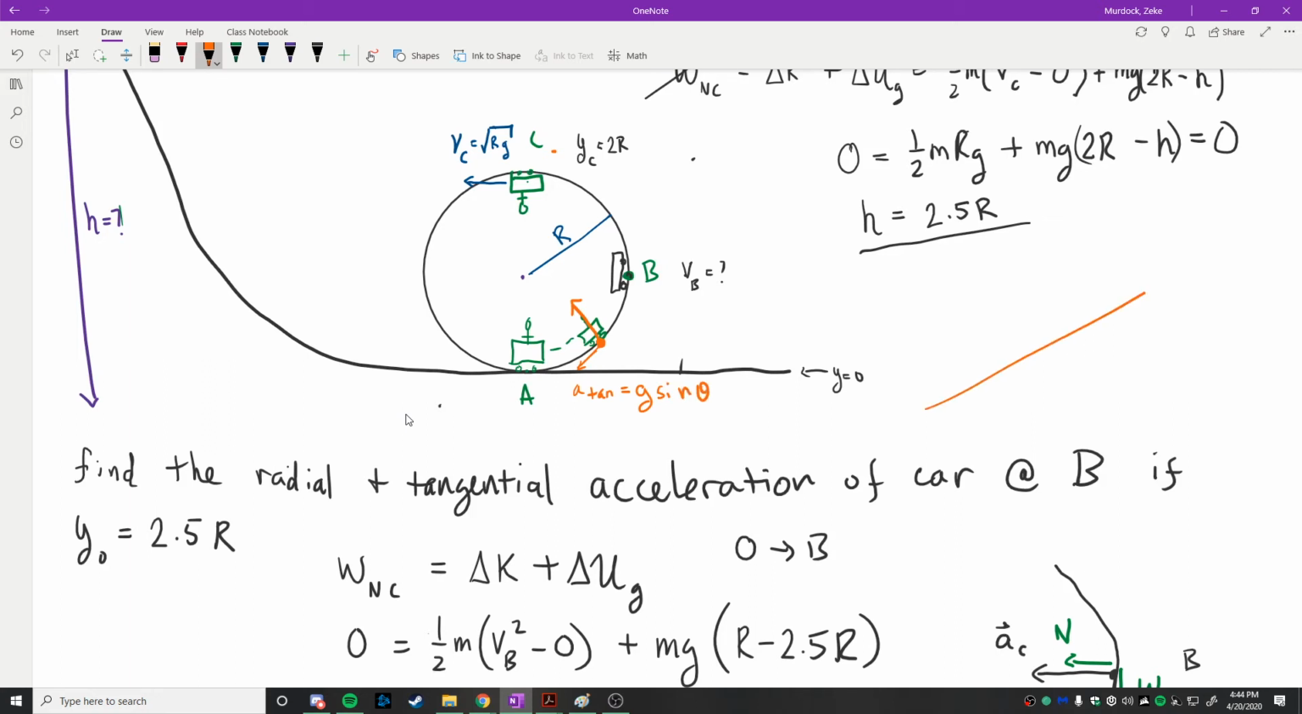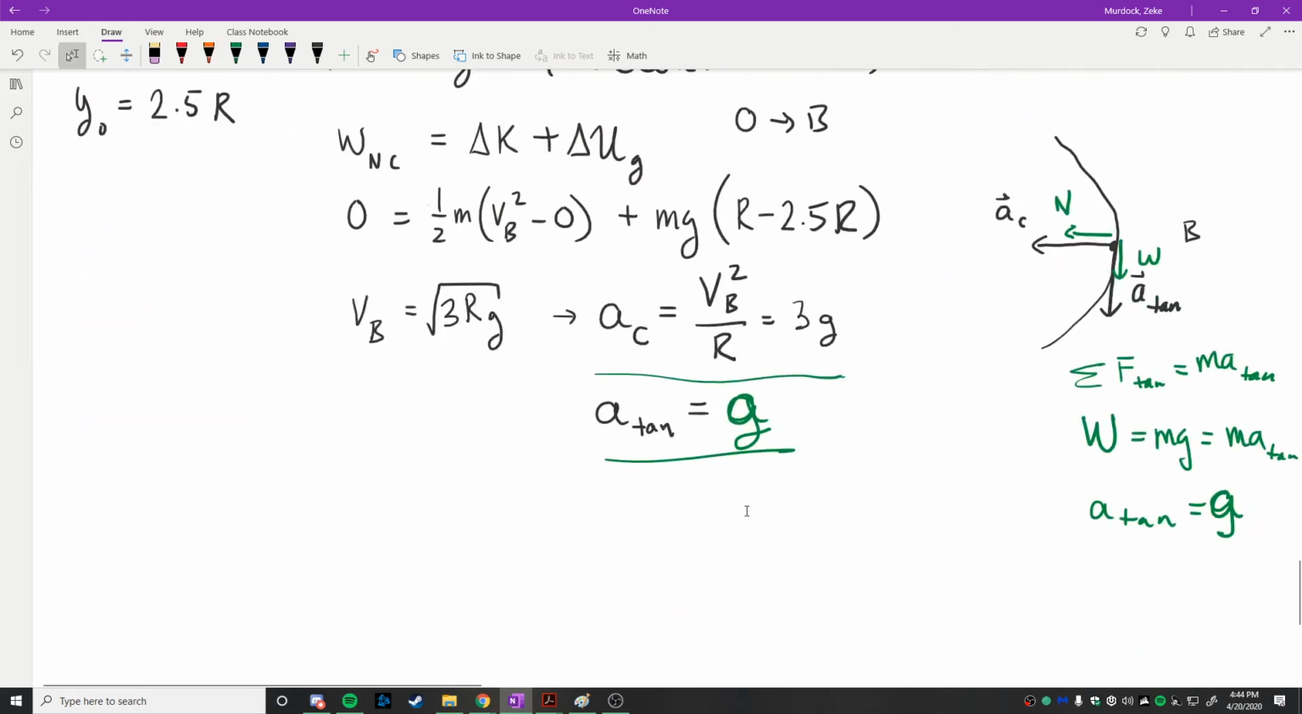Because if you consider an object on a ramp, like a box that slides down the ramp, then the acceleration in the direction along the ramp is always going to be g sine theta, assuming you've got no other things going on. The fact that it's at this location means it has to be straight down. There's only one force acting on it, which is gravity.